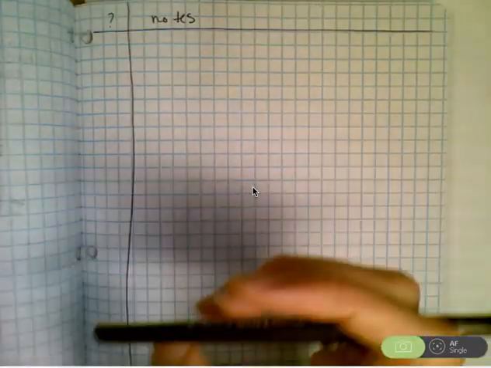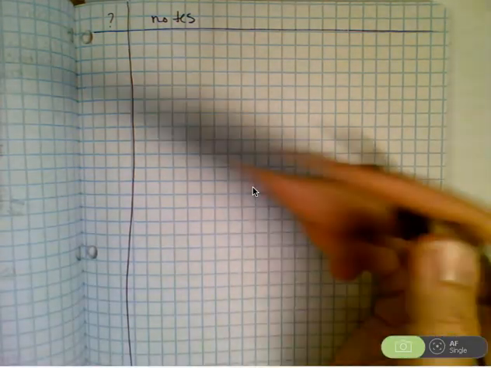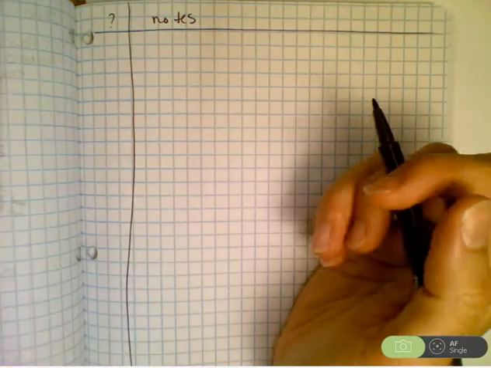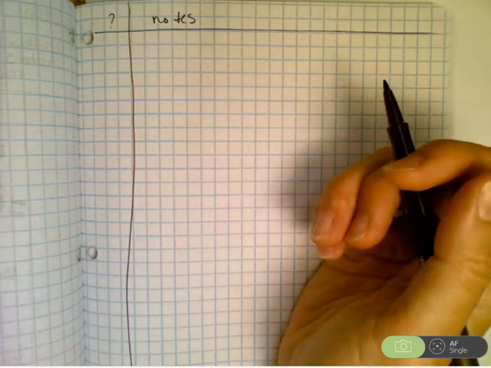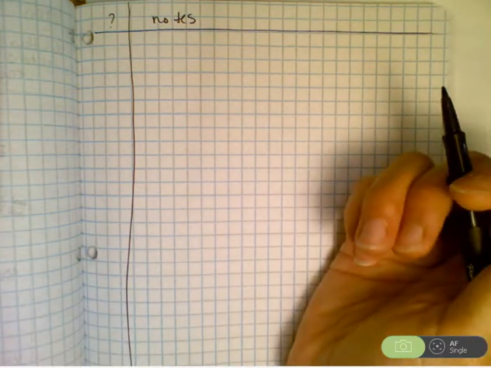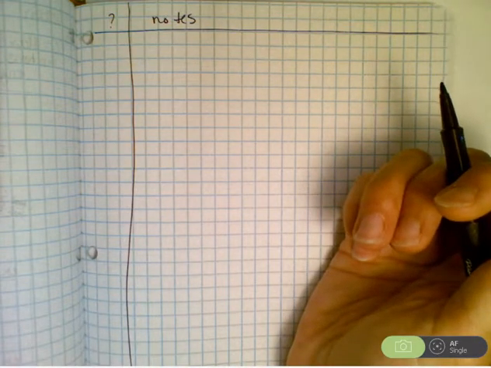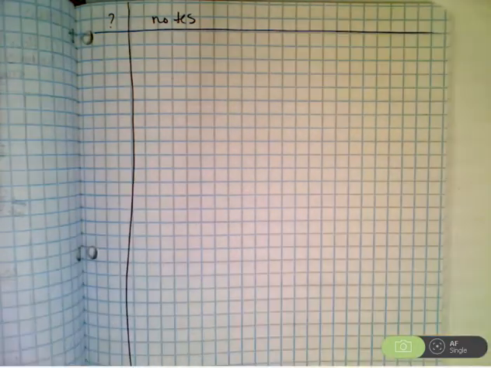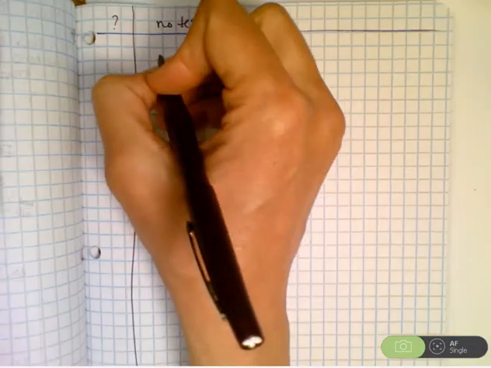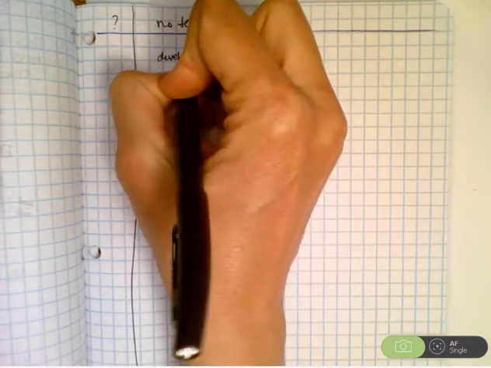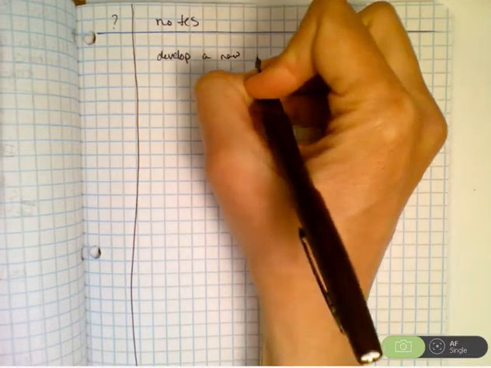So maybe now you're thinking, okay, great, Miss Faust, that's all well and good if I know the sine and the cosine, or the sine and the tangent. But what if I only know one thing? Like, what if I only know the sine? Can I still find the cosine and the tangent? And the answer, of course, is yes. Let's think about why. What we're going to do is actually going to develop a new identity.